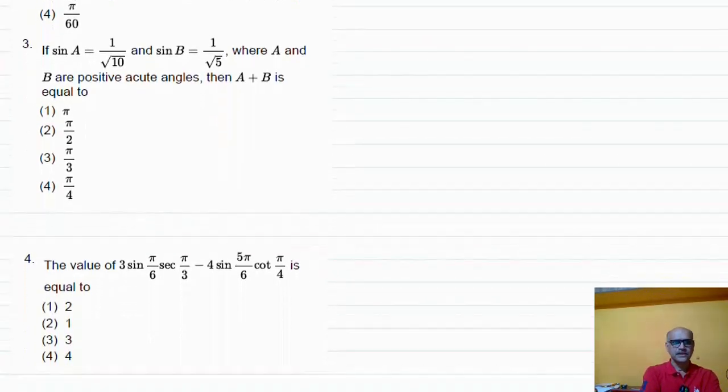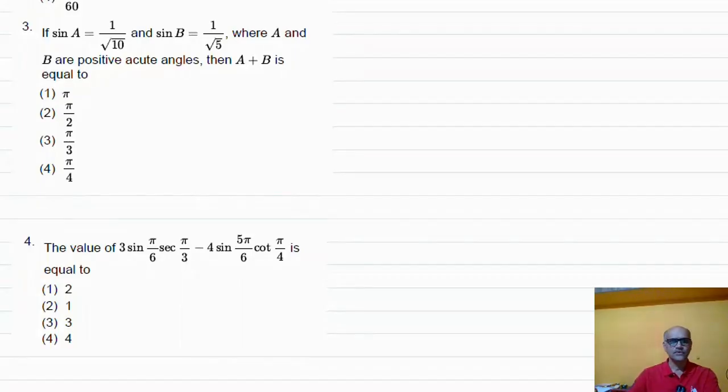Third: sin A is equal to 1 by root 10, sin B is equal to 1 by root 5. A and B are positive acute angles, then A plus B is equal to what? Here I will draw a right angle triangle with the right angle at 90, and take this angle as A. Sin A is 1 by root 10, so this side is 1, hypotenuse is root 10. Applying the Pythagoras theorem, 10 minus 1 is 9, root 9 is 3, so the adjacent side will be 3.